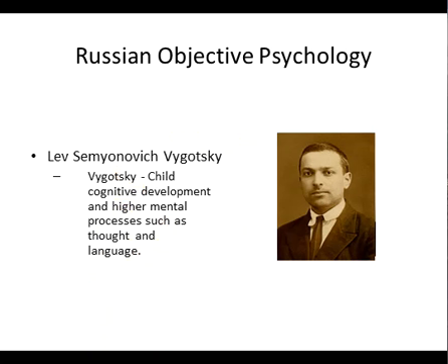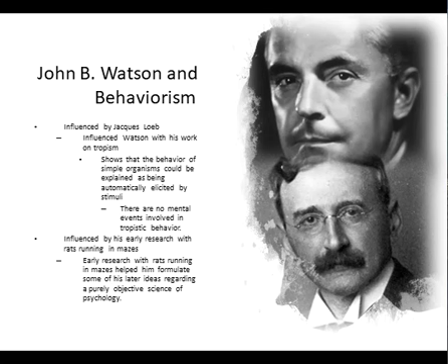Then we have someone that we've heard of before, Vygotsky. Child cognitive development was his key area. He focused on higher mental processes such as thought and language. And so we see with Vygotsky that there was a sort of connection between some of the work dealing with the objective psychologists and some of the things that he'd be working on later.